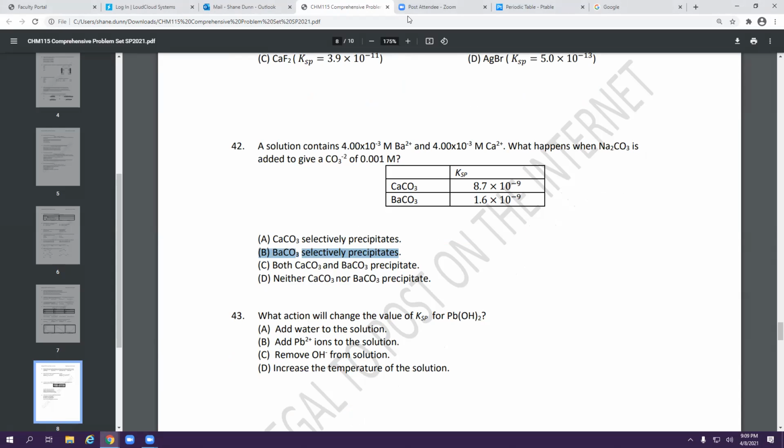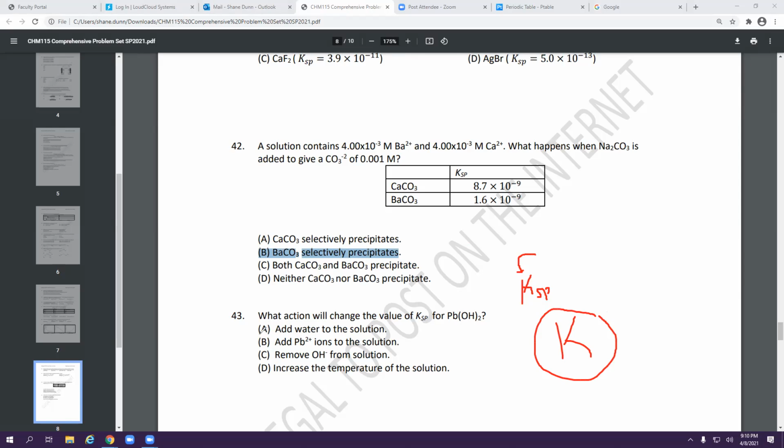What is KSP? Solubility. What does the K stand for? Constant. What is the only way to change K? Change in heat, right? It's the only way to change K.